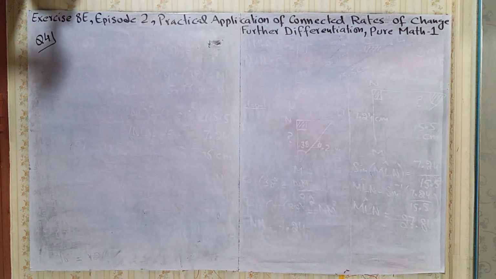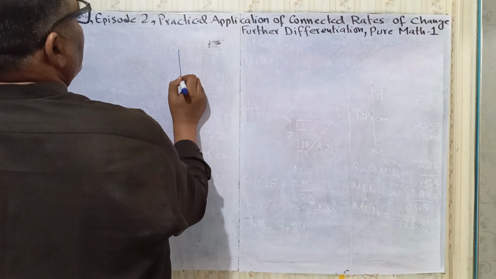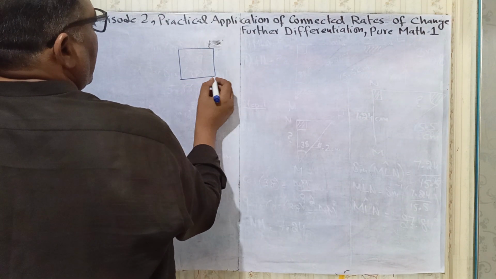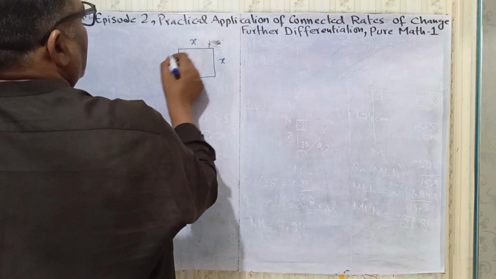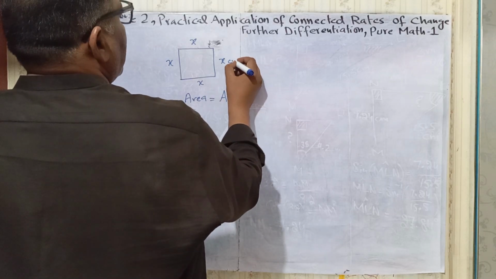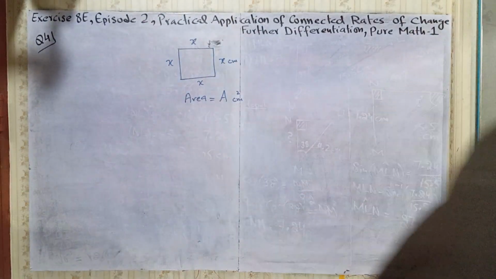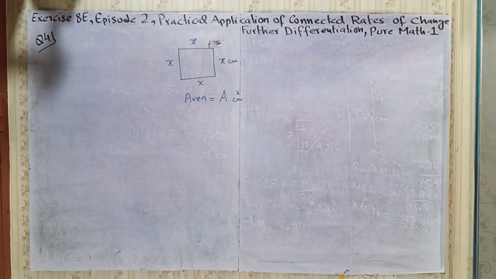It says that a square has side length x centimeters and an area of A centimeters squared. So we are basically talking about a square, and each side is x and its area is A. This is given. It says the area is increasing at a constant rate of 0.03 centimeters squared per second.